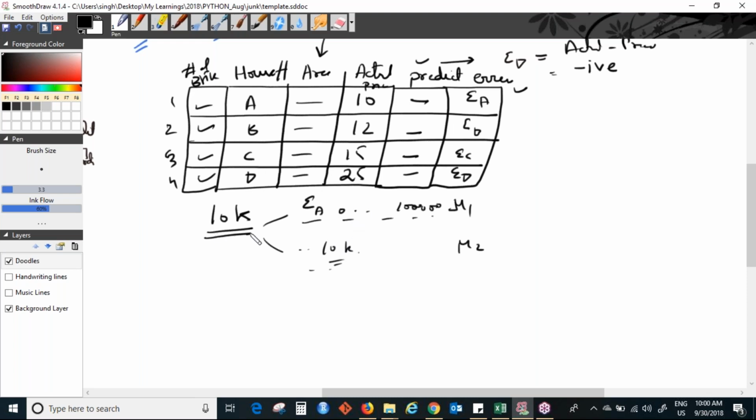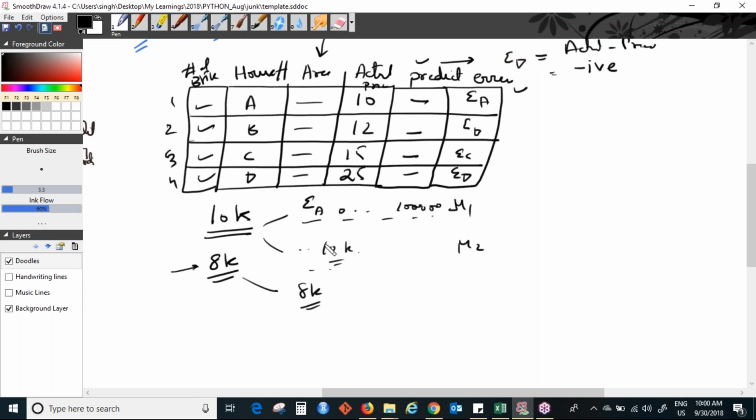Let's say somebody has taken 10,000 houses and then predicted. Somebody has taken, let's say, only 8,000 houses. So this person will have only 8,000 errors. This person will not have 10,000 errors, only 8,000. But that doesn't mean his model is better than the other or worse than the other. It doesn't mean that.